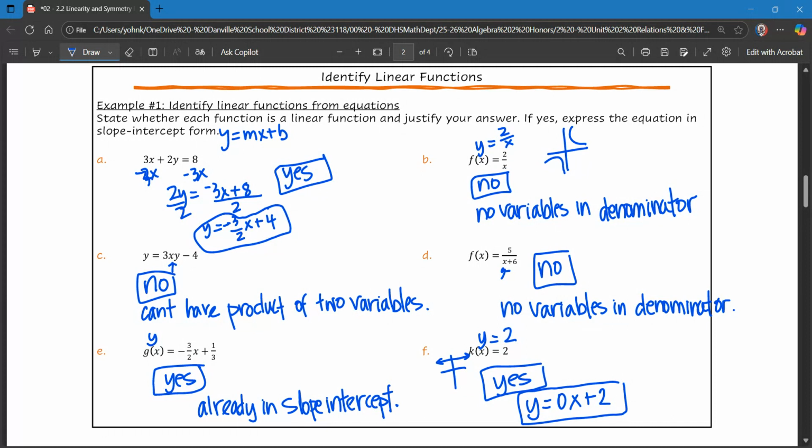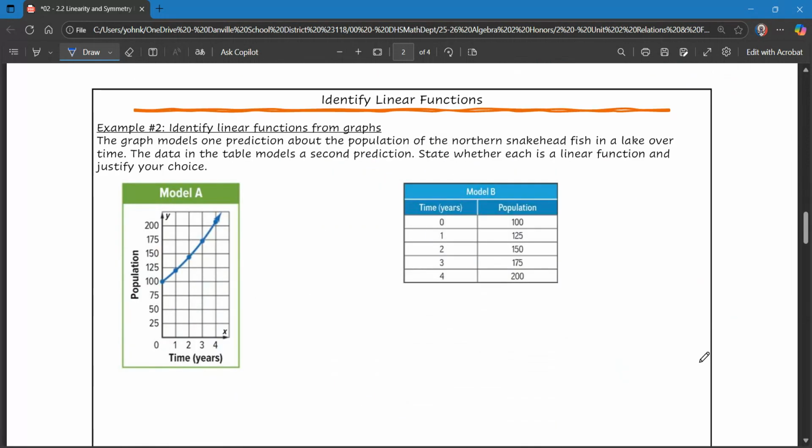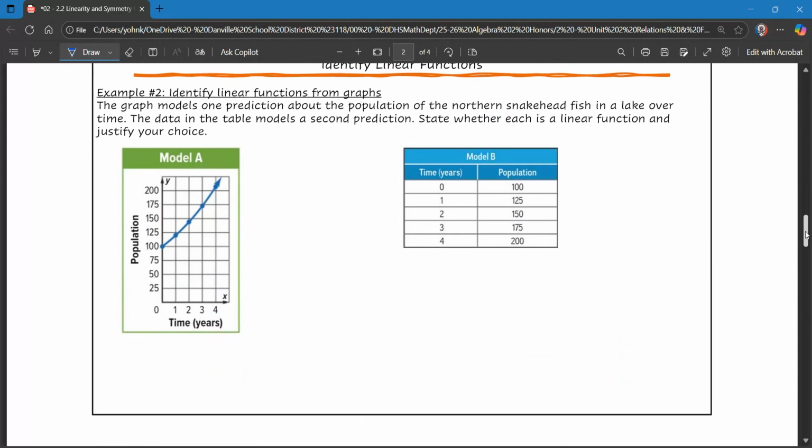Okay, so that's looking at function equations and seeing what we can tell. Let's look at pictures and tables. Example 2 says the graph models one prediction about the population of the northern snakehead fish in a lake over time. The data in the table models a second prediction. State whether each is a linear function and justify your choice. Notice in Model A, they have after 0, 1, 2, 3, and 4 years what the population is going to be. Model B has 0, 1, 2, 3, and 4 years, and what the population is going to be. So let's look at Model A.